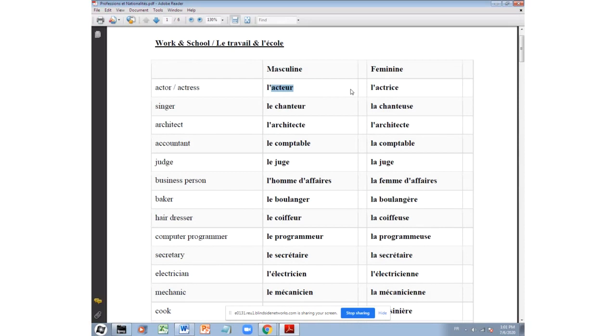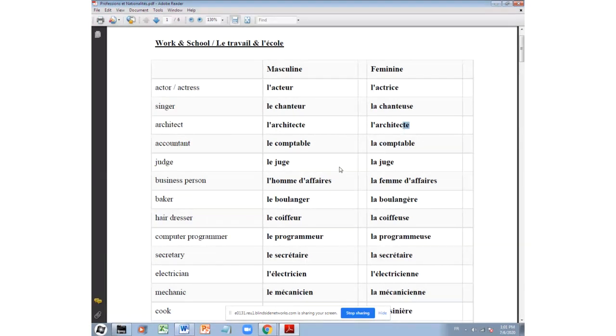Actor, actrice. That's the profession. I hope you are getting it. So, le chanteur, la chanteuse is the noun. Now, the profession is what? Chanteur, chanteuse. L'architecte, the profession is architecte, the same. Remember, we were told if the masculine ends with letter E, it remains the same in the feminine form.